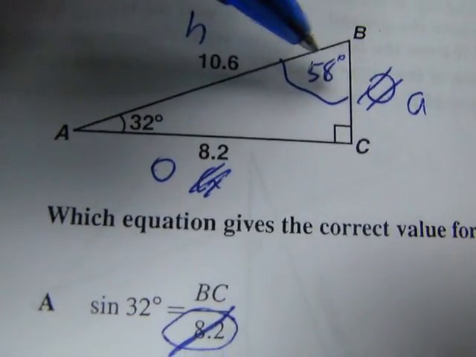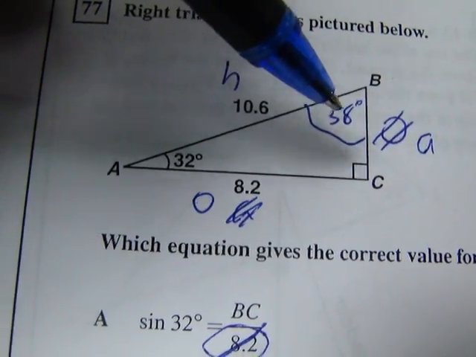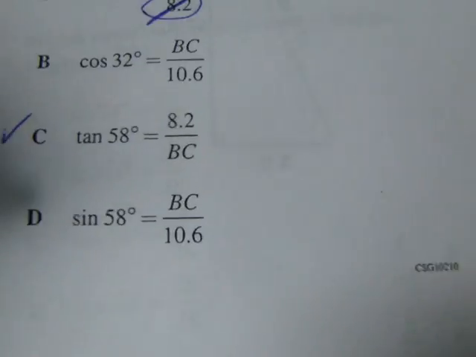Let's look at it again. This is the angle, and this is the opposite over the adjacent. So the tangent of 58 equals 8.2 over BC. So that must be the answer. We're going to go with C. All right.